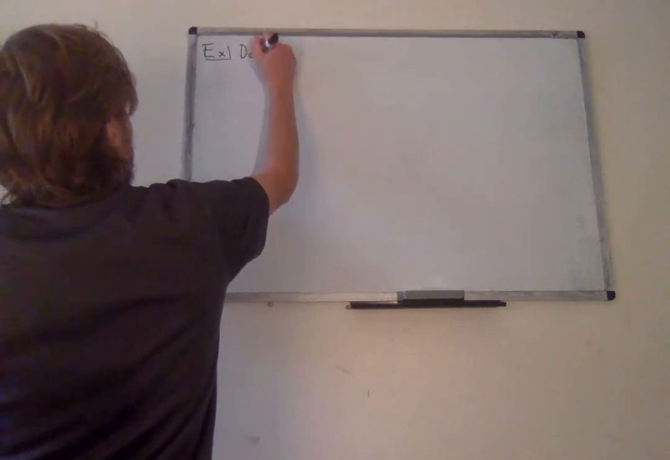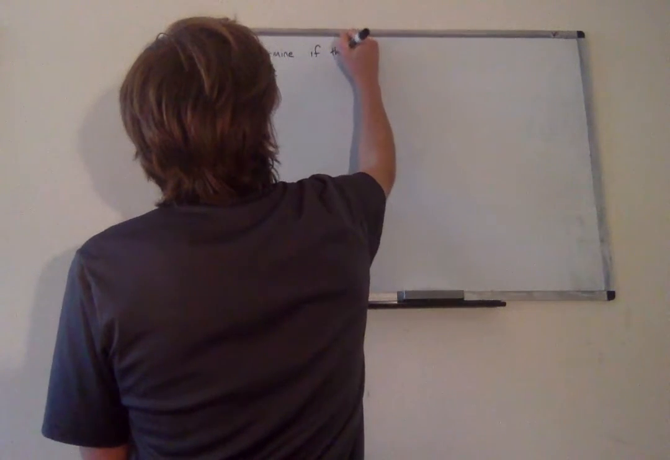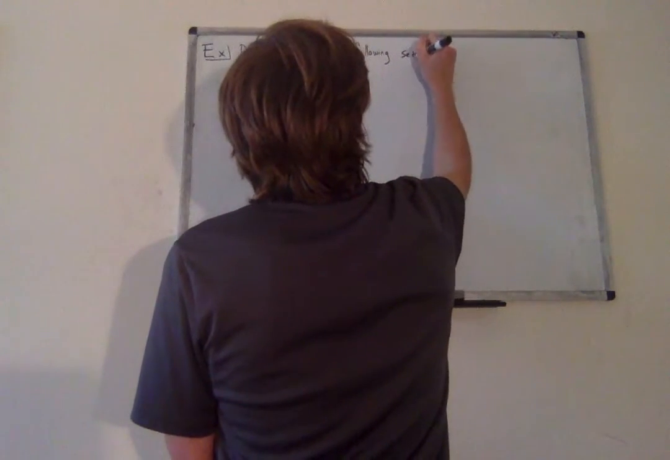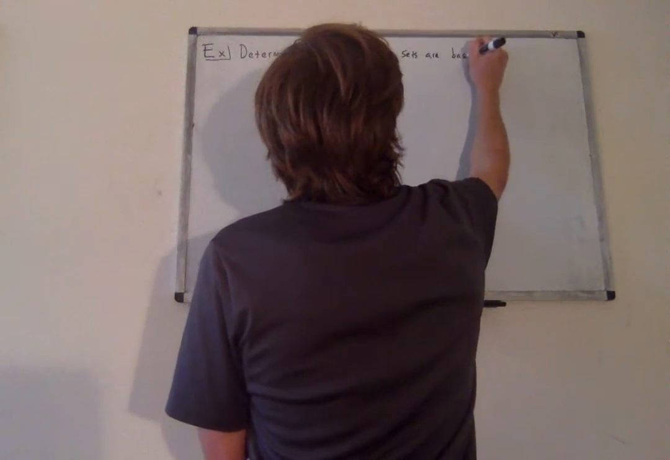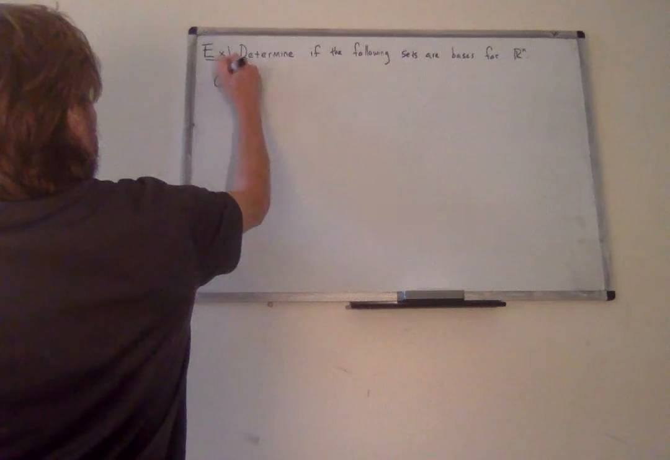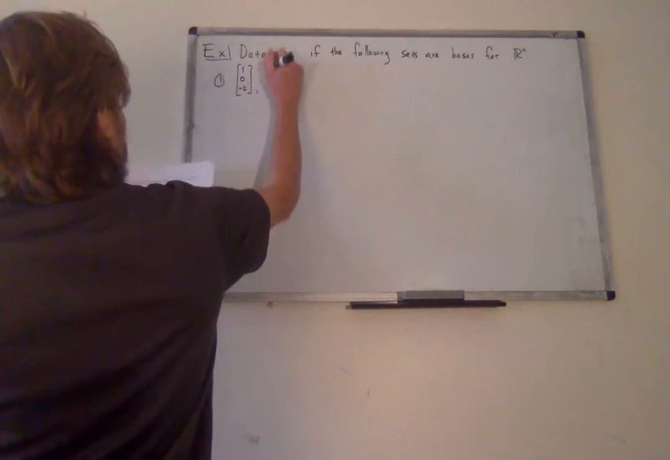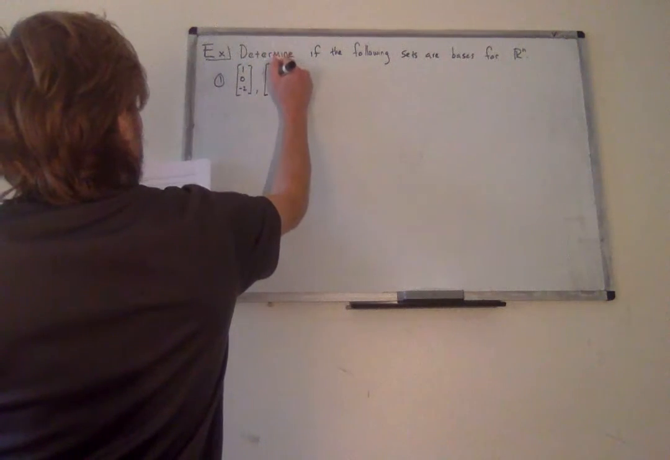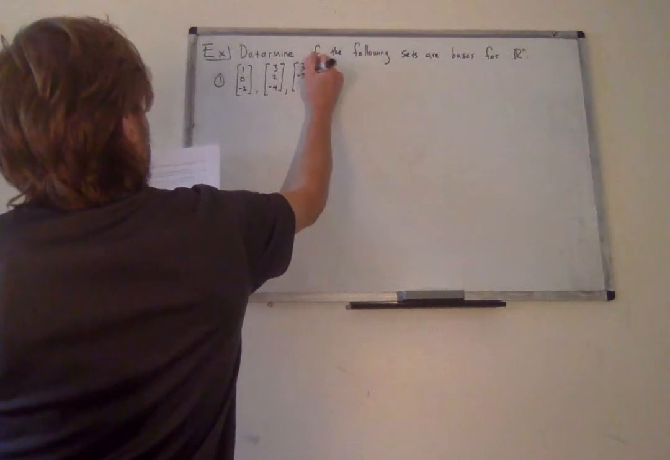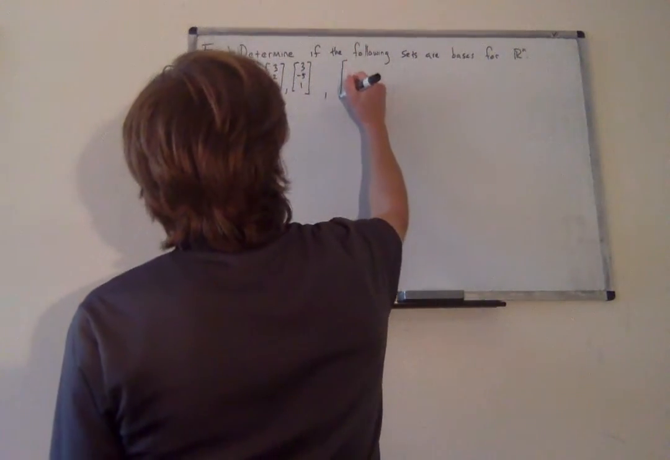So we want to determine if the following sets are bases for Rn. The first set we're given is the set 1, 0, -2, 3, 2, -4, and 3, -5, 1. And so again, the first thing we're going to do is set this up as a matrix.